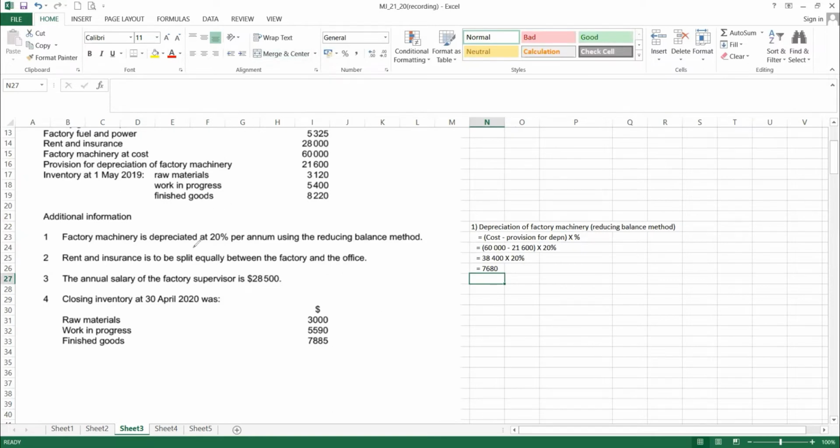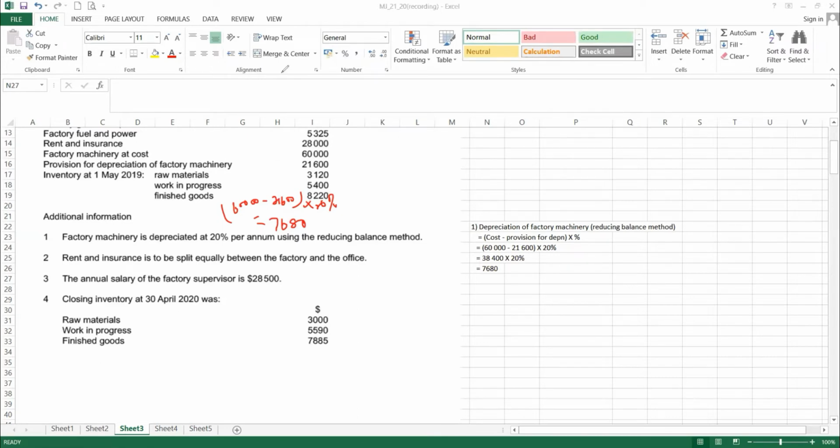So in the exam, you can do your working beside the question. For example, if you want to calculate this amount first, you write down 60,000 minus 21,600, and then times 20%. Straight away, use the calculator. Write it somewhere in the space to show your working first, so that later on you will know you need to use the number.